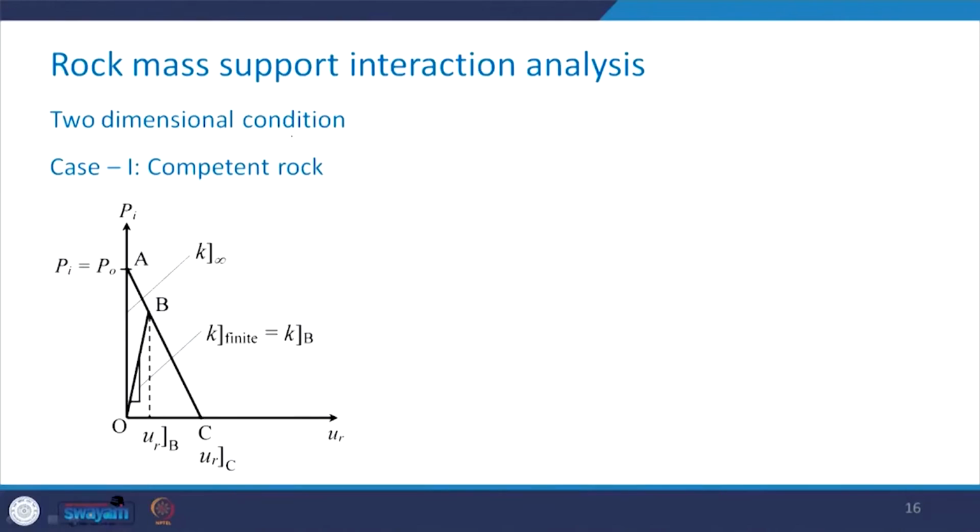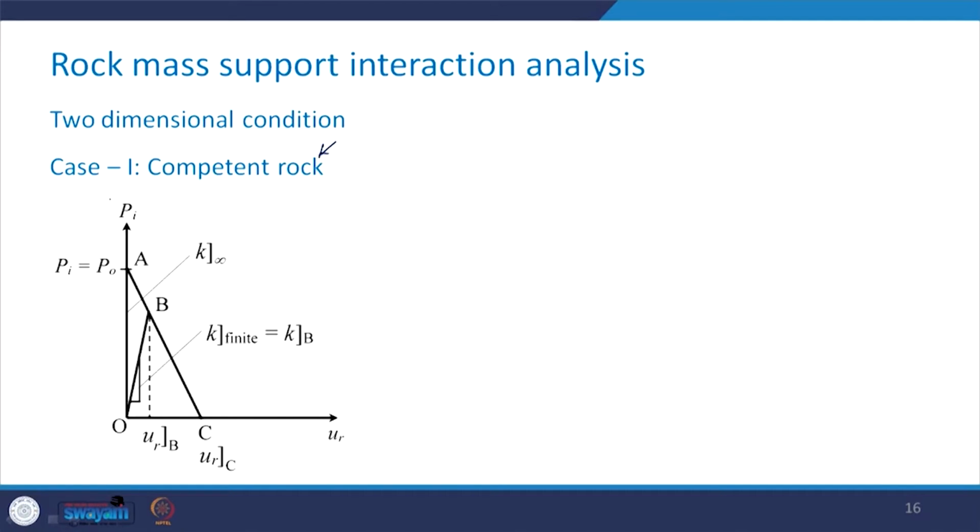Although in the field most of the time you are going to have the three-dimensional situation, but to understand that situation, first you must understand the philosophy of the ground response curve and the support reaction curve, and it will be easy for you to understand with the help of two-dimensional situation. So, we take the case 1, which is related to the competent rock. When I say competent rock, what does that mean? That its behavior will be elastic.